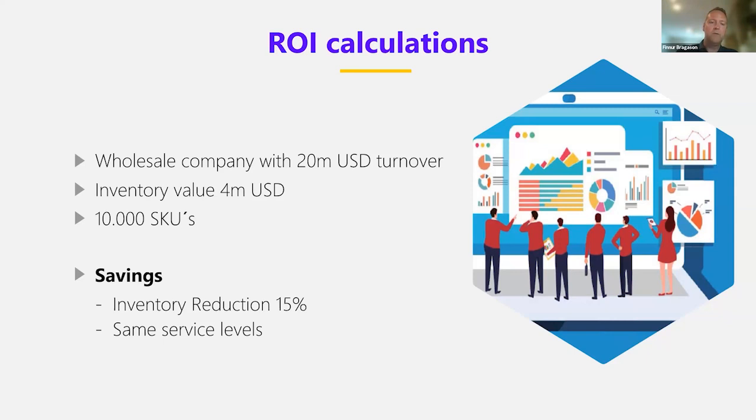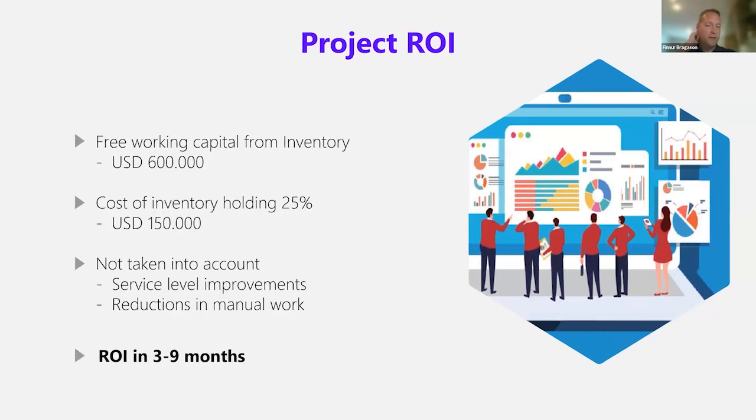Now, if we take this further, we can see that the 15% stock reduction is freeing up working capital to the value of $600,000 for this particular company. This is the excess cash that we are getting out of the business.